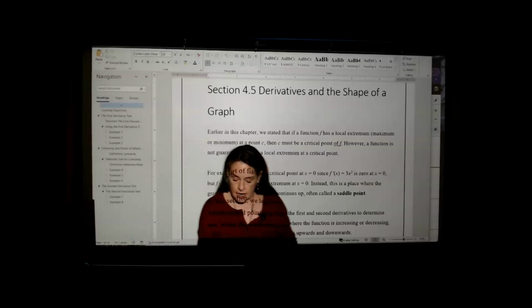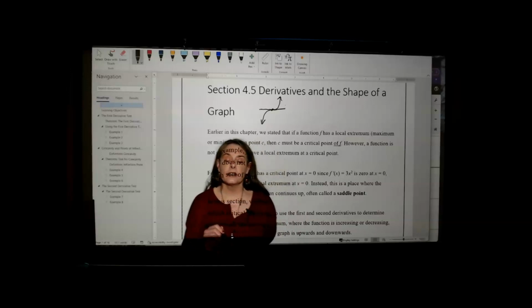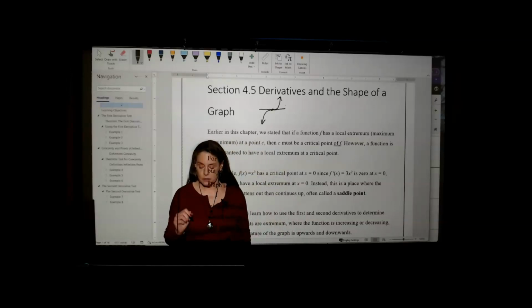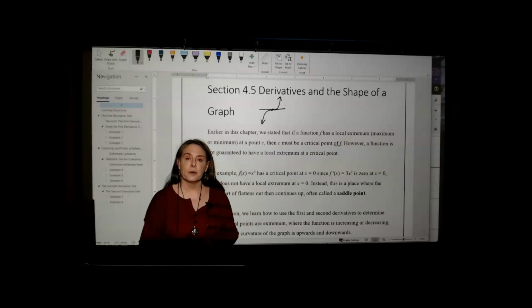One of the first types would be like x cubed, that comes up, flattens, and then goes up. This point right here is a place where the tangent line is horizontal. It is a critical value where the first derivative is 0, but it's not an extremum. We call it a saddle point.